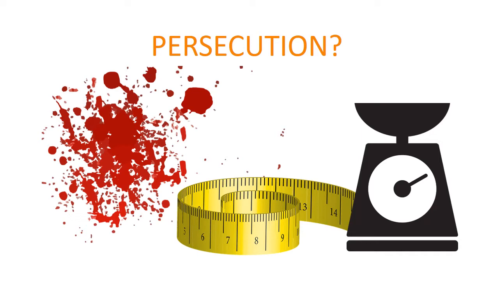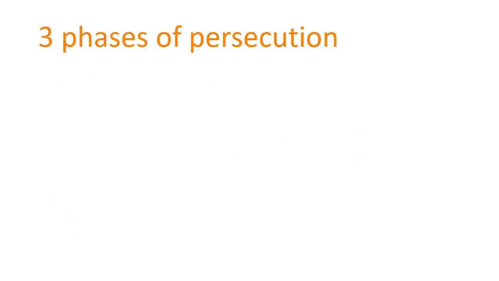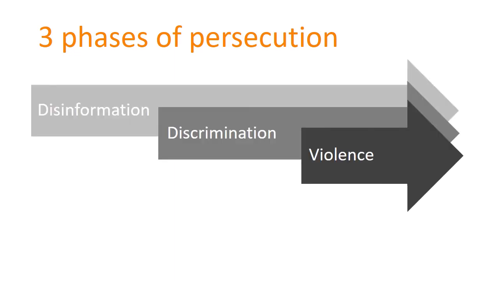One useful way to describe the mechanisms involved in moving towards violence and threats is Johan Candelin's 3-phase model. The model identifies 3 phases which build upon each other: disinformation, discrimination, and violent persecution. The first phase is disinformation.